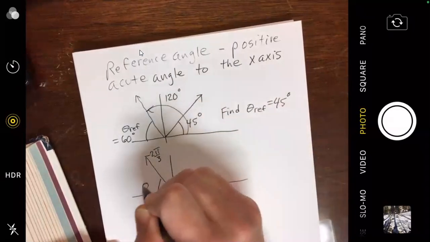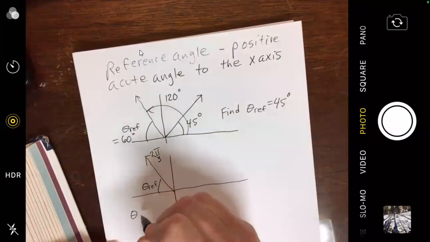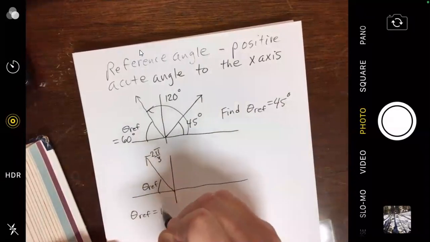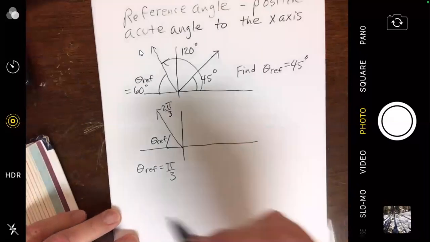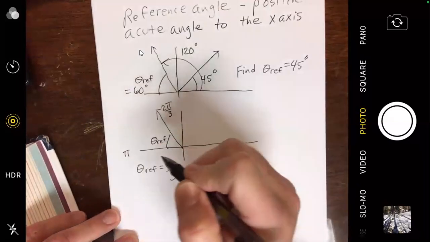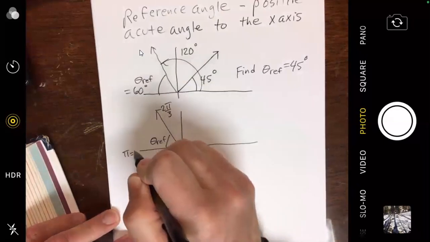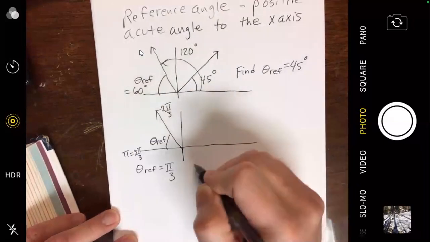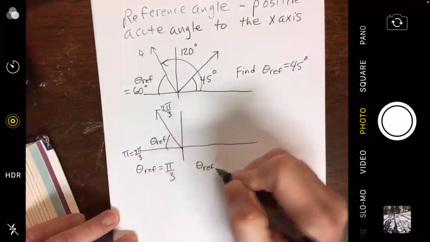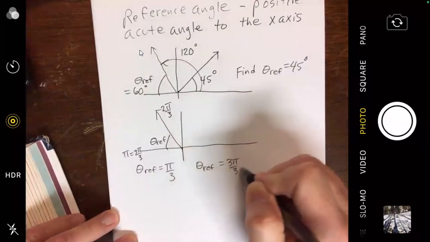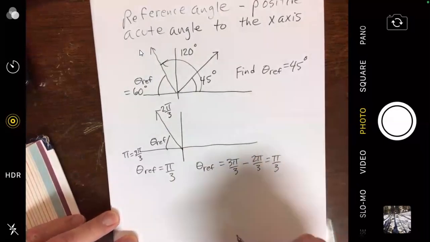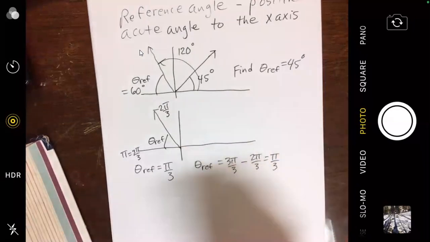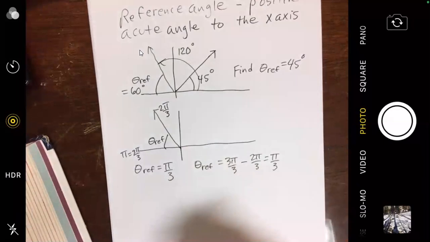Find theta ref. Theta ref will equal pi over 3. Now that's obvious to me, but this is pi. And with the common denominator 3, that's 3 pi over 3. So if you want to see the arithmetic, your theta ref will be 3 pi over 3, subtract 2 pi over 3, giving pi over 3, 1 pi over 3. Okay. It's not a hard thing. We'll have you do it.